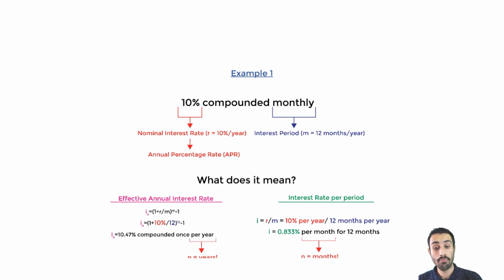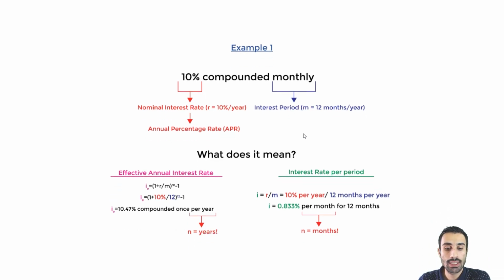Then we know it says compounded monthly. So the monthly period is going to be important. It's the frequency of compounding, and we denote that as the interest period. You have to denote that as the M value. M you might see as uppercase M or lowercase m, but M in this case is 12 months per year. So the big question we should ask ourselves is, how many months are there in a year, with respect to the nominal interest rate, which is a yearly interest rate? There's 12 months in a year. So the M value would be 12 months.